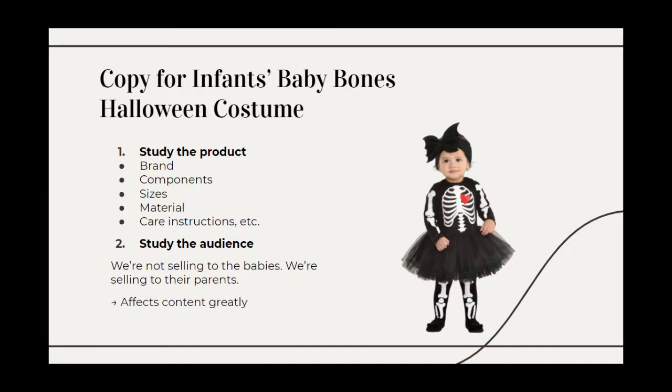My second step is to study the audience. Audience is the most important thing when writing content, and in this particular case, we're not selling to the babies, we're selling to their parents. And this affects content greatly. For example, I would have to address the audience differently in my copy. So instead of saying, you, your clothes, your needs, I would have to say, your kid, your little one's clothes, your little one's needs.